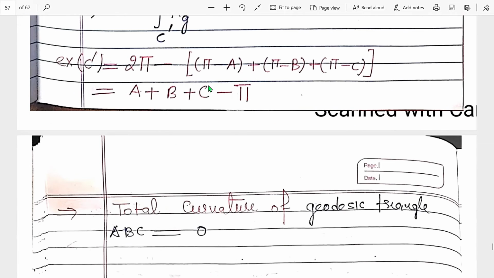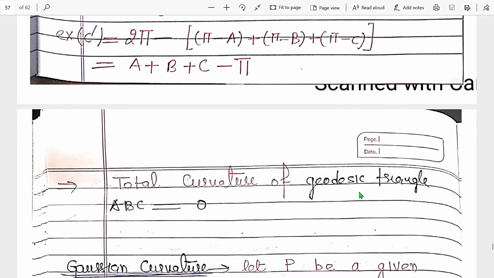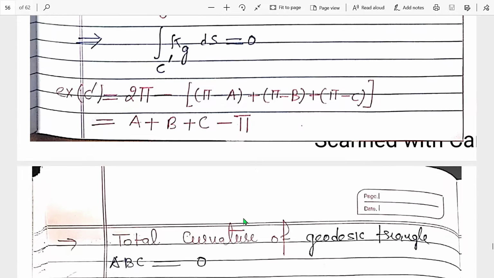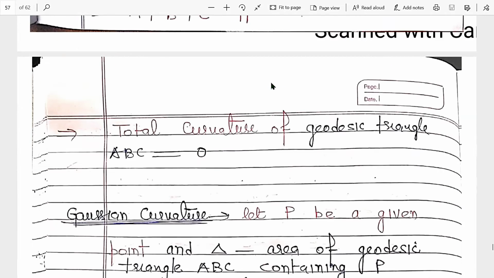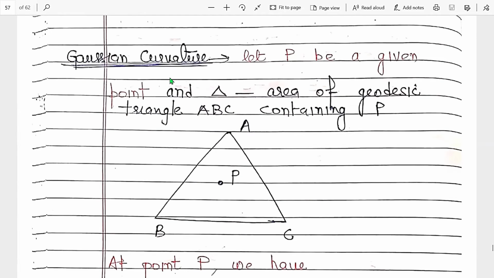Now from this, the total curvature of a geodesic triangle is equal to 0. So it implies the total curvature. We know that this is the total curvature of the triangle. So the total curvature of the geodesic is equal to 0. So that is the first example of the Gauss-Bonnet theorem.